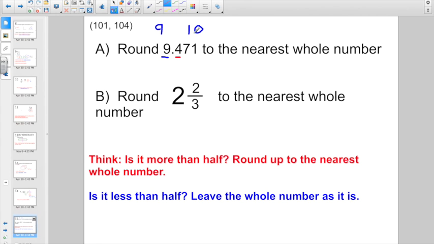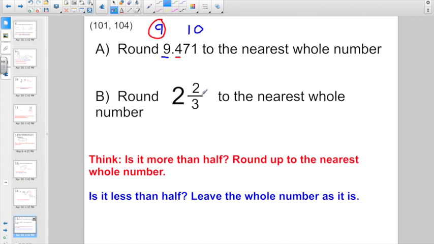If it's more than half, round to the nearest whole number. If it's less than half, leave the whole number as it is. So 4 in the 10th spot, well, that's less than half, right? So that is closest to 9. Let's try it again over here.